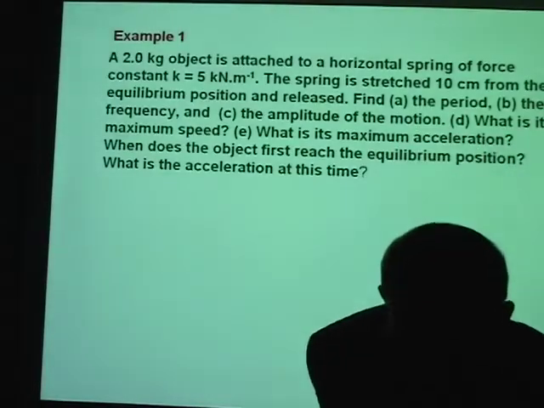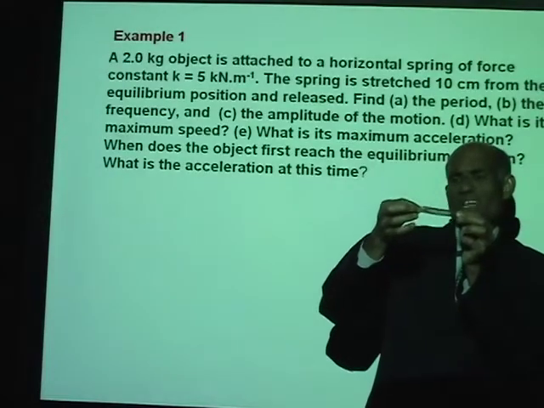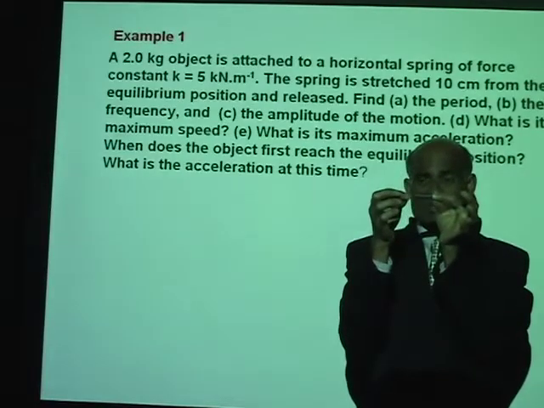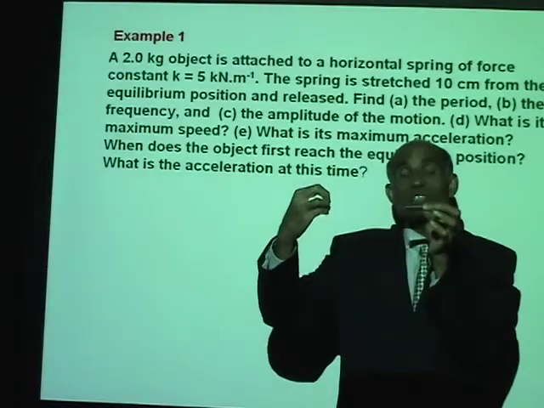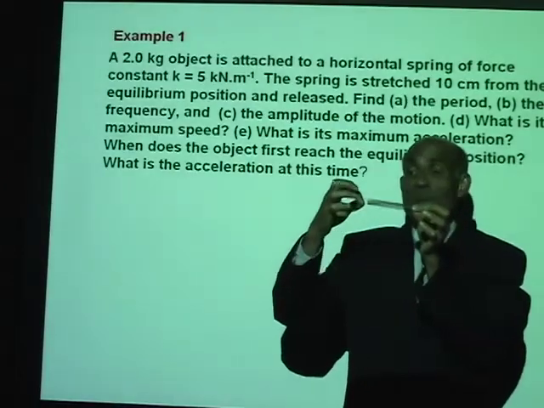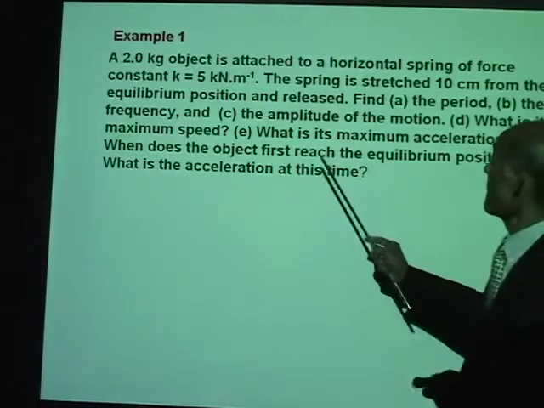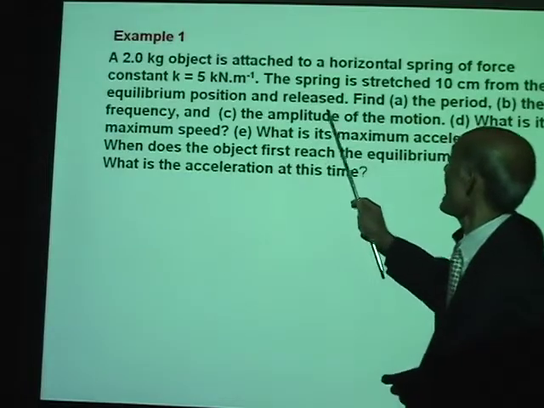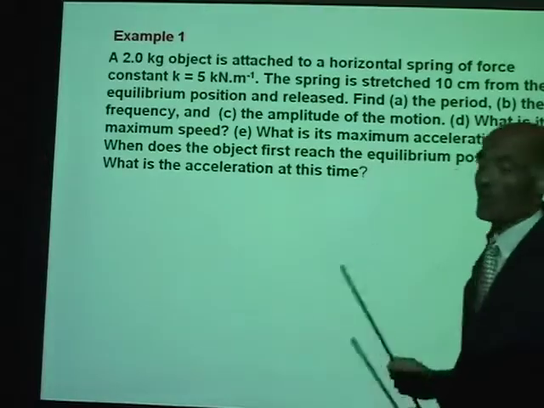Now remember, when you read a problem, you need to understand this. The spring is stretched 10 centimeters. This is the unstretched spring. It is stretched 10 centimeters means that is the maximum displacement it is going to have. In other words, that is the amplitude. You see that? The amplitude will be 10 centimeters. All right. What is the period, the frequency, the amplitude? What is its maximum speed? You have plenty of information there.